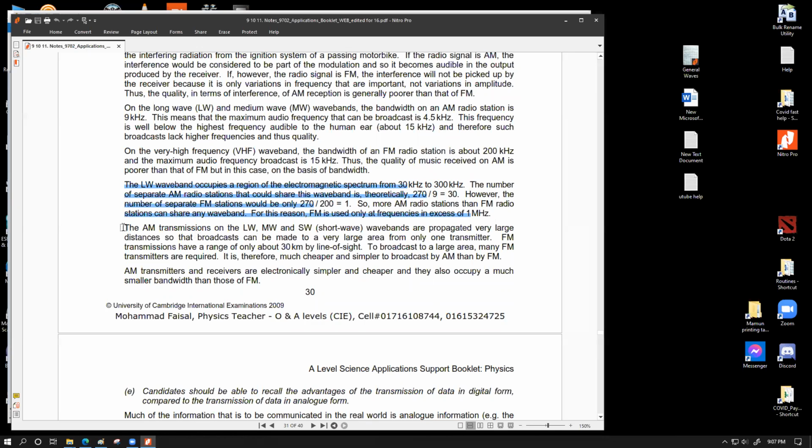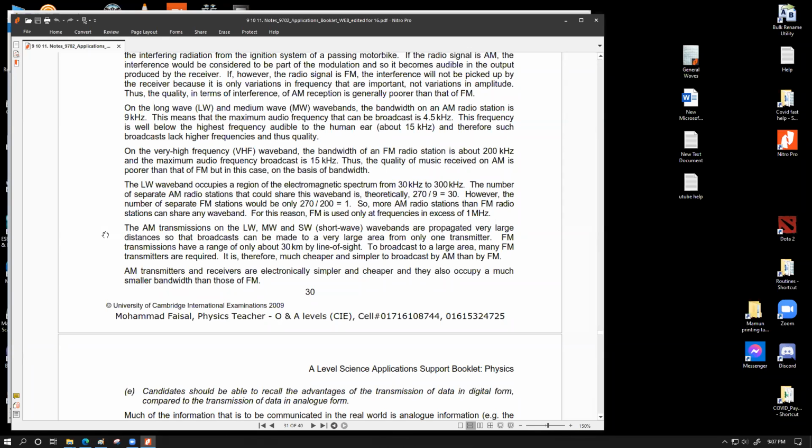Fifth paragraph, this one. The AM transmissions on the LW, MW, and SW wavebands are propagated very large distances, so broadcasts can be made to a very large area from only one transmitter. The AM transmissions, for all of these three regions, LW, MW, or SW, can be propagated very large distances so that the broadcast can be made to a very large area from only one transmitter. FM transmissions have a range of only about 30 kilometers by line of sight.